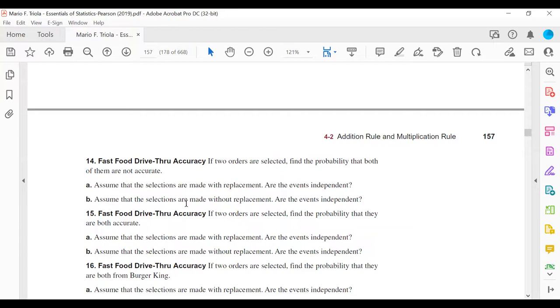Is it two R's or one R? Oh, one R. Should have paid attention in English. All right, one R.